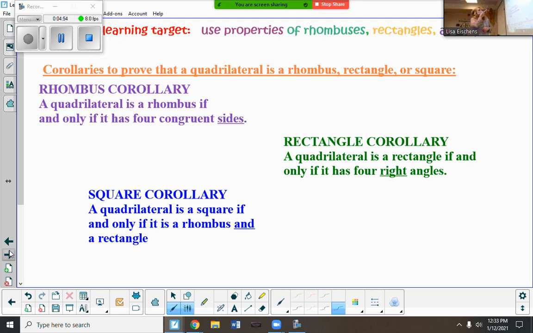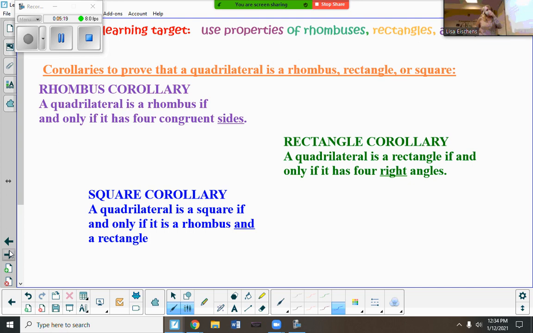Okay, so some corollaries, which are kind of like spin-offs from theorems. The first one is a rhombus corollary. A quadrilateral is a rhombus if and only if it has four congruent sides. So if a quadrilateral has four congruent sides, then it's a rhombus. And if a quadrilateral is a rhombus, then it has four congruent sides. You can read it both ways because it's an if and only if.